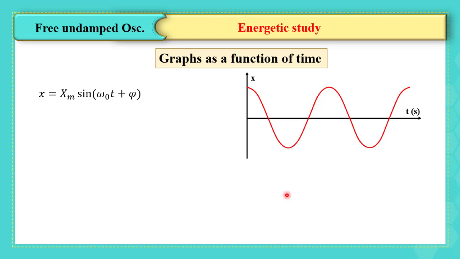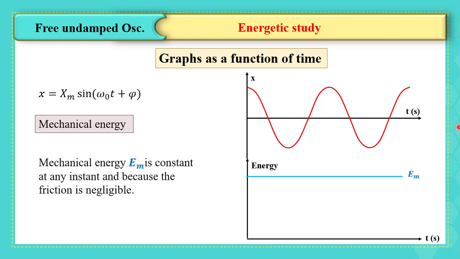Now, in the study of energy as a function of time, remember in the whole study that x equals xm sine omega 0 t plus phi, and it is represented as a sinusoidal function that varies between the positive and the negative values. Let's start with the mechanical energy. We are through with the idea that mechanical energy is conserved, which means that it is constant at any time. And because the friction is negligible, it is represented as a straight line.